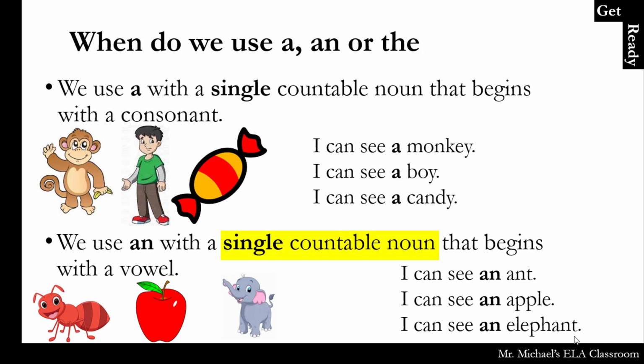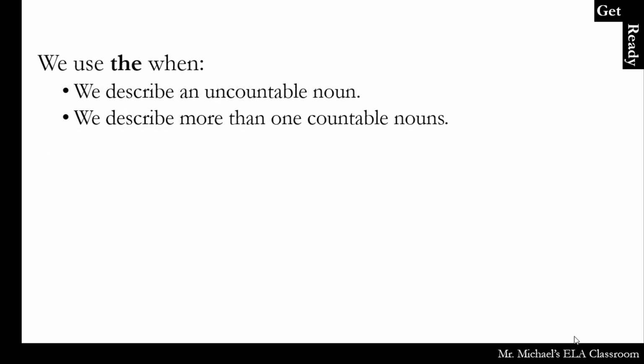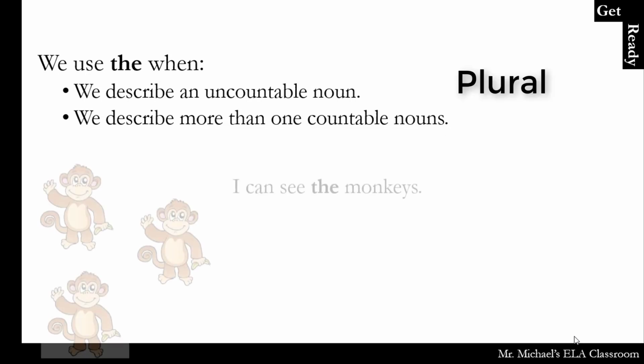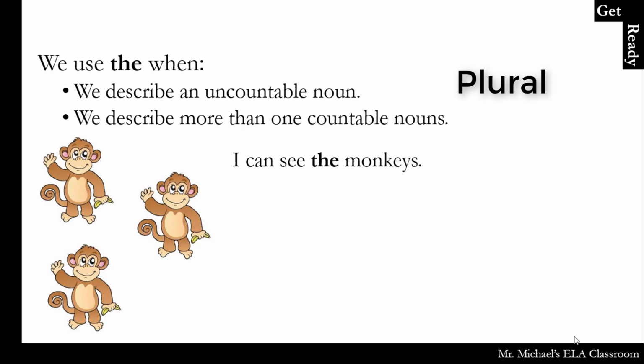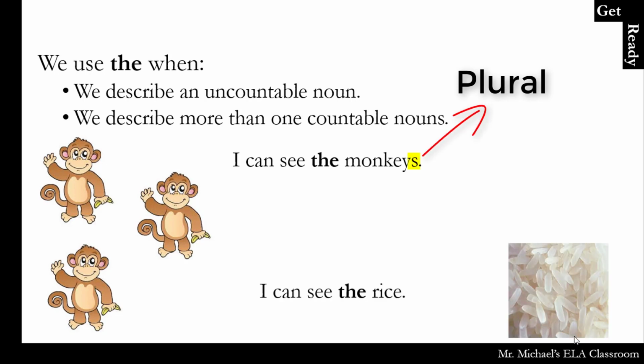We use an with a single countable noun that begins with a vowel. I can see an ant. I can see an apple. I can see an elephant. So now we use the when we describe an uncountable noun or we describe more than one countable noun. So we describe a plural noun. I can see the monkeys. I can see the rice.